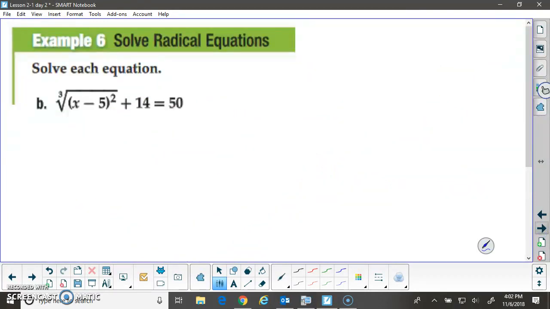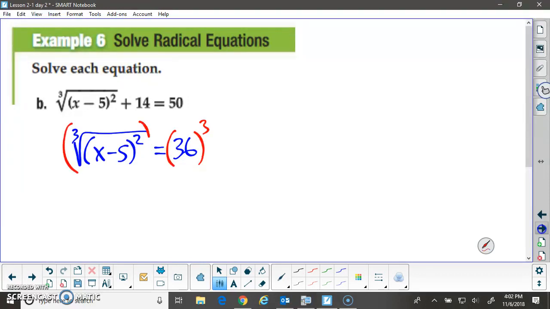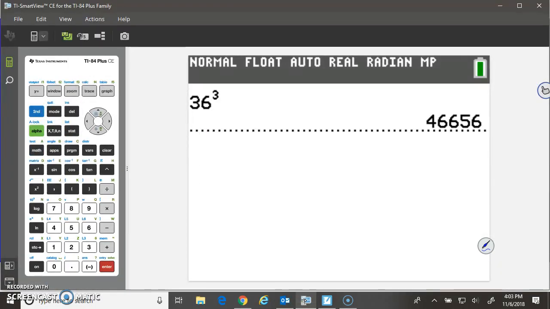Next example, very similar, but this time we have a cube root. If you have a cube root, what you want to do is get that cube root by itself, then cube both sides. So we're going to subtract 14 from both sides, and that would give us 36. Then we're going to cube both sides. The cube root and the cube would cancel each other out. That would give us x minus 5 to the second power equals 46,656.